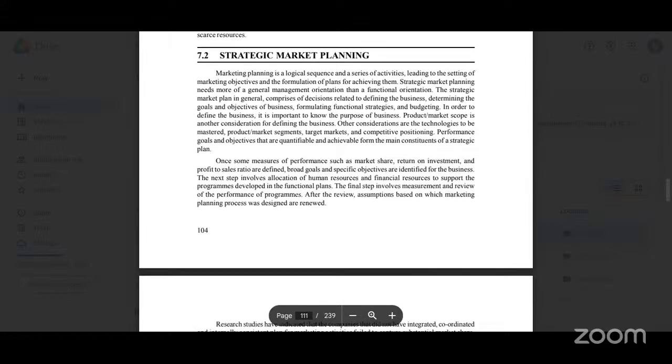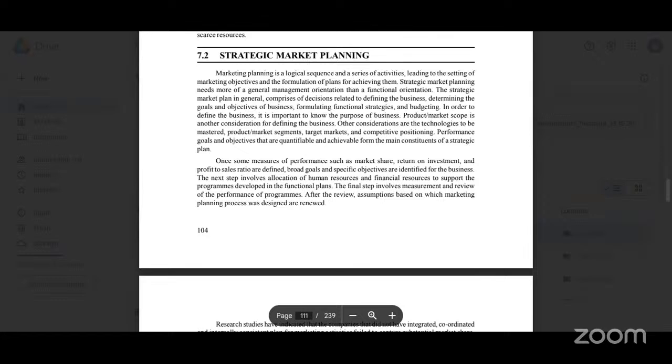So marketing planning is a logical sequence and a series of activities. So it is not one single activity that I take a decision and it closes there. It is a series of activities. There is a logical sequence involved and it is also time consuming. Remember that Rome was not built in a day. Similarly, marketing planning is not built overnight. It has to lead to the setting of marketing objectives and the formulation of plans for achieving them.